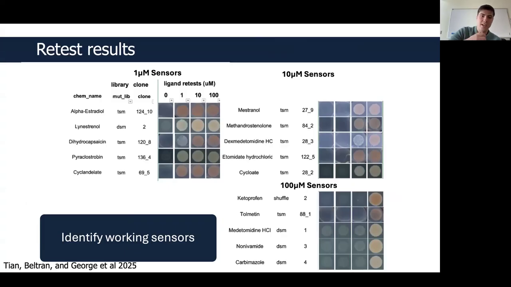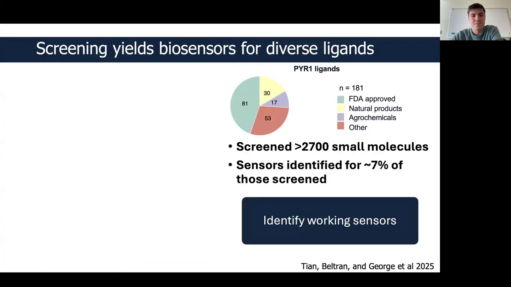And so here are some examples of these results. We have 1 micromolar, 10 micromolar, and 100 micromolar sensors here. The chemical name is on the left. And this is how the growth-based assays look, where you have no growth on the no ligand plate, and then you start to see growth at different doses. For these retests we tested at 1 micromolar, 10 micromolar, and 100 micromolar to get data on how sensitive some of these sensors and interactors were.